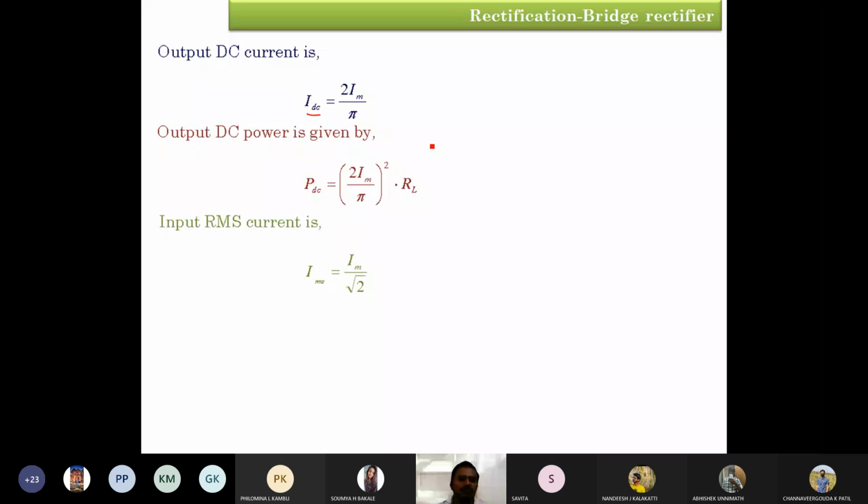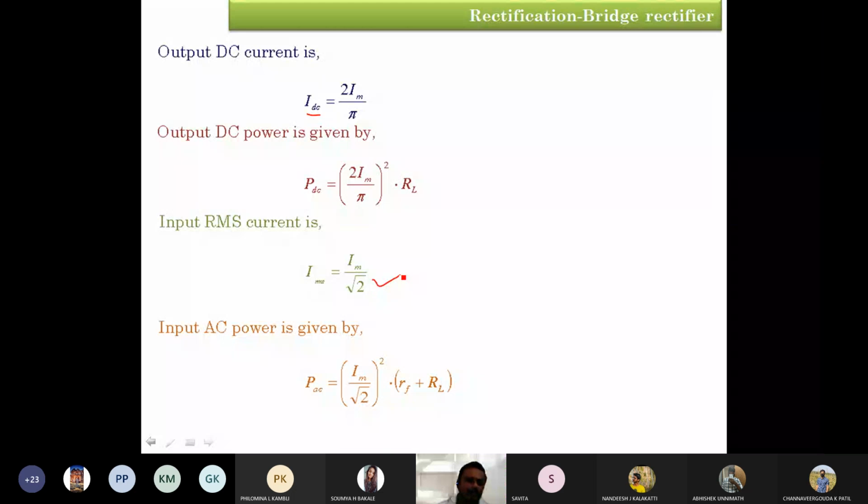Then for the input side, we are applying the AC current, hence we are going to calculate the input current as the root mean square value, which is given by the maximum current in the circuit divided by square root of 2. Then the input AC power. Because for the ripple factor and the efficiency calculations, we need these basic equations. Okay. There is no derivation for why the equation will be like this, so you are provided with standard equations.